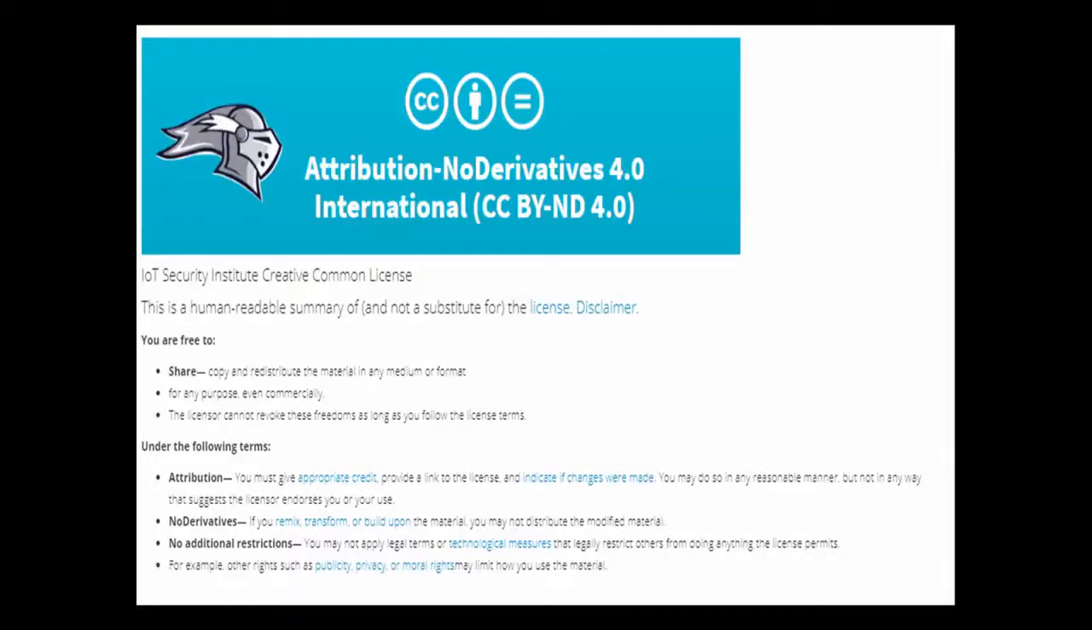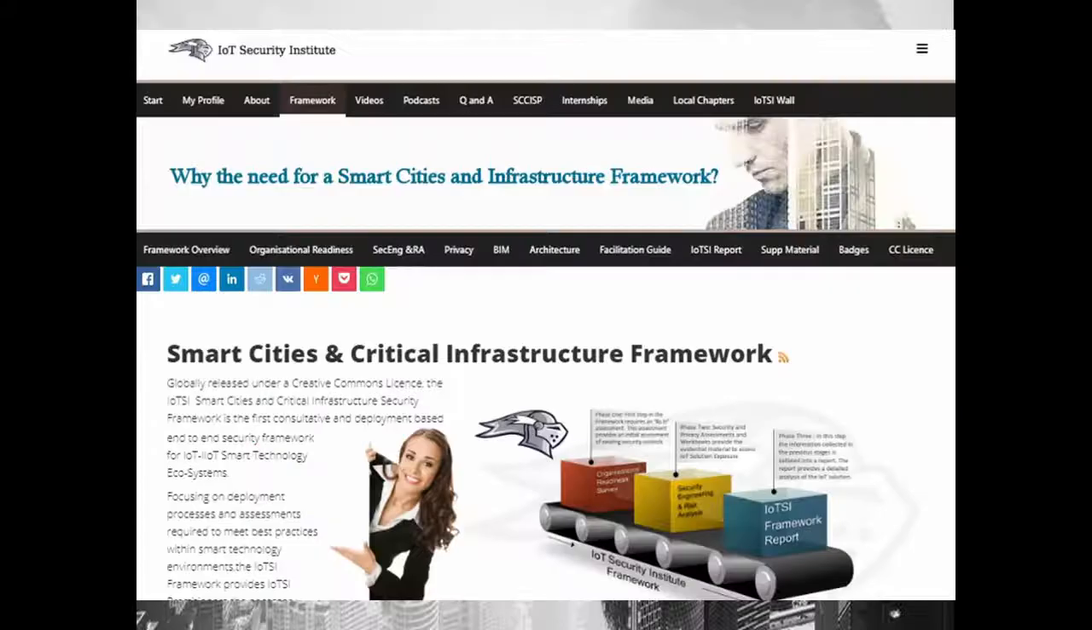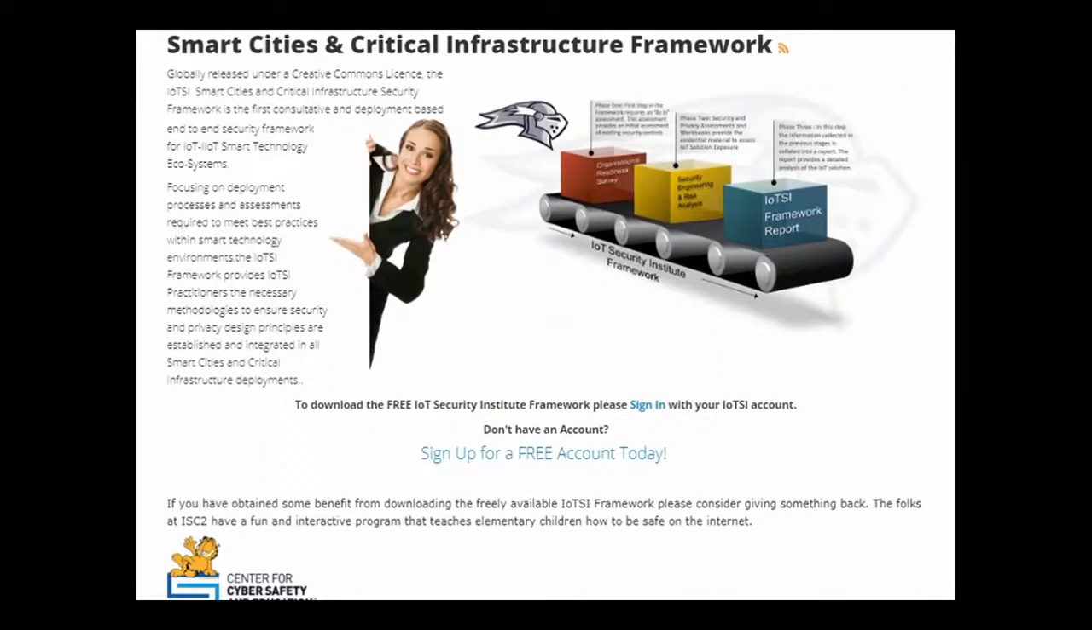Creative Commons License. The IoT-SI framework is released under the following Creative Commons license. More information on the IoT-SI framework is available at iotsi.io.